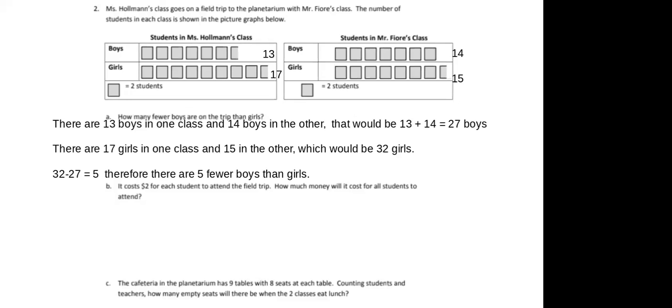Question B, it costs $2 for each student to attend the field trip. How much money would it cost for all the students to attend? What would you do here? You need to find out the total number of students, and then you would multiply it by 2. Total number of students you would be adding. Pause the video, try to solve the problem, and turn the video back on to find out if your answer is correct.